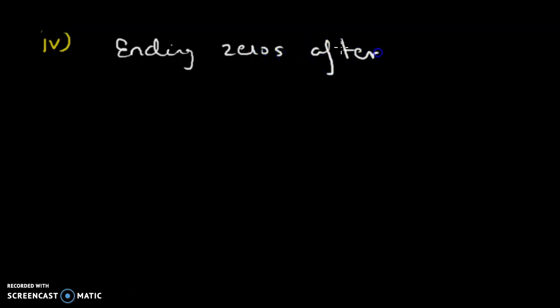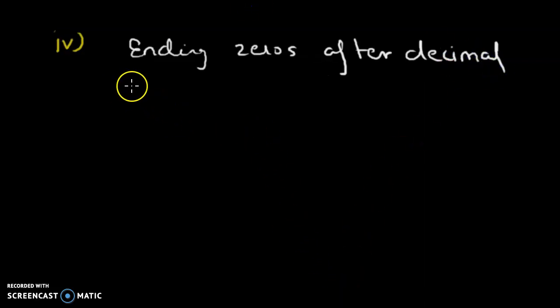Now the rule number 4th, I give you 3 rules. So rule 4th is: ending zeros after decimal are significant. Okay, ending zeros after decimal, it has to be after decimal. Ending zeros after decimal are significant figure.